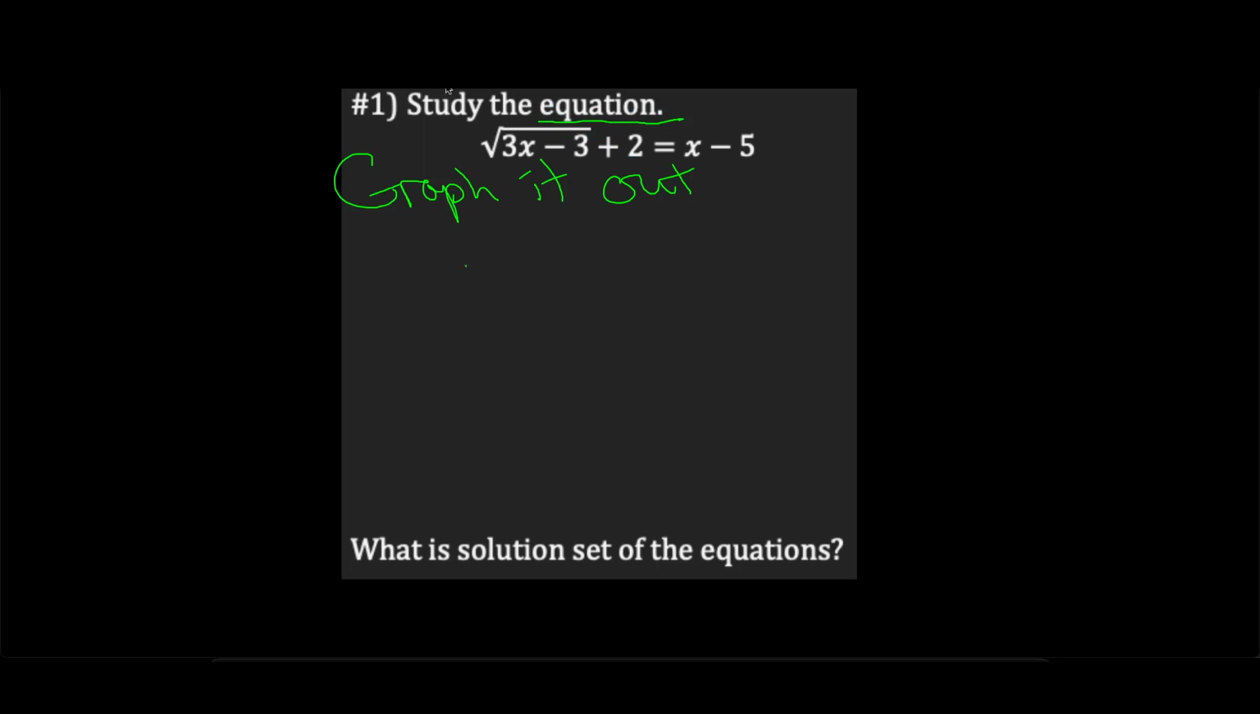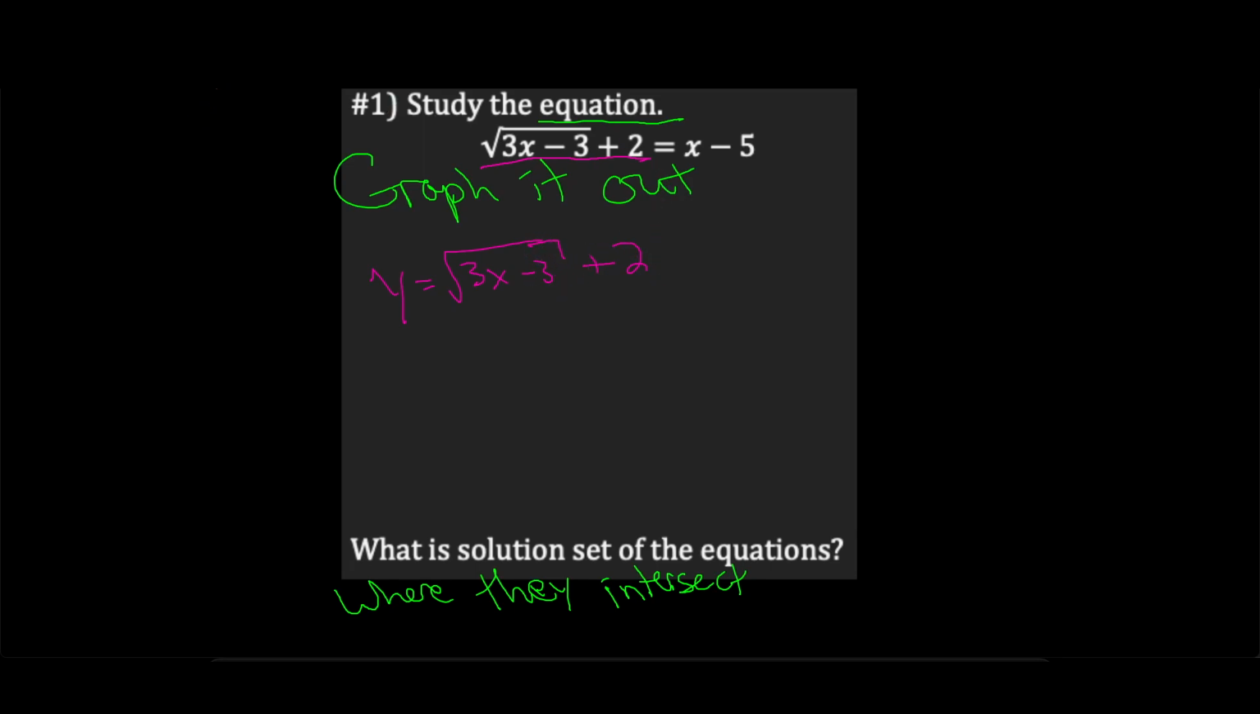So it says study the equation, and we're trying to find what is the solution set to the equations. And what that means is it's where they cross or intersect. The way I'm going to write it is one equation is going to be my left side. So I'm going to say y equals square root of 3x minus 3 plus 2. Again, make sure that plus 2 is on the outside of your square root symbol.